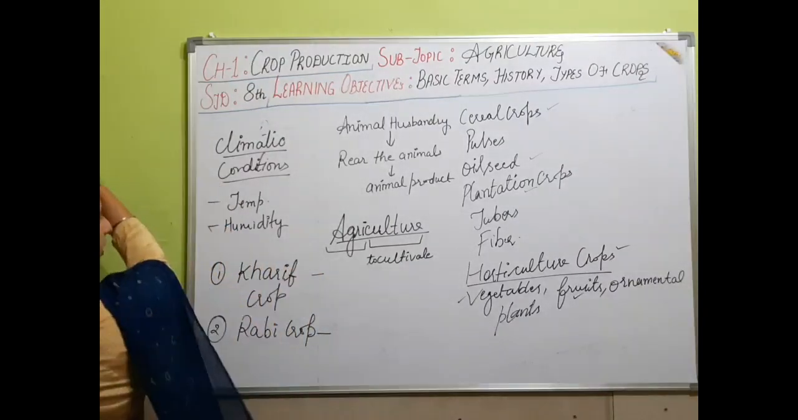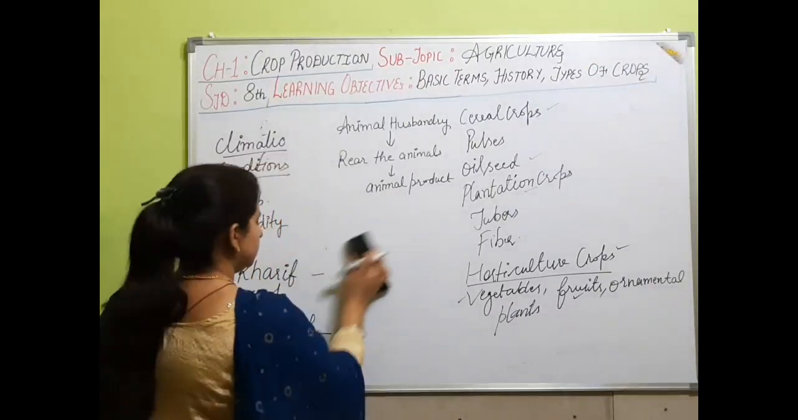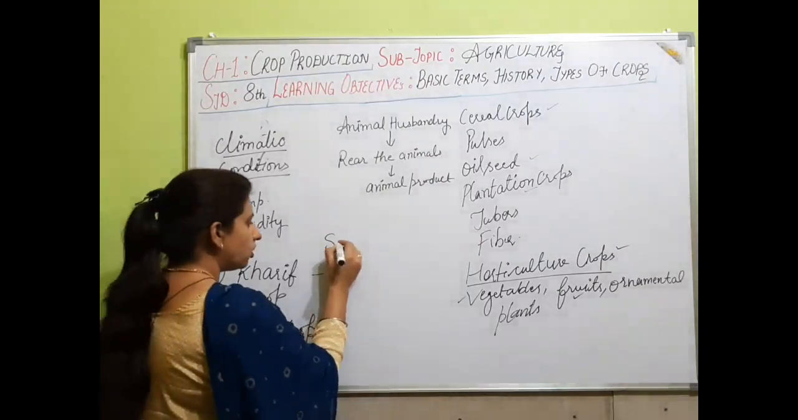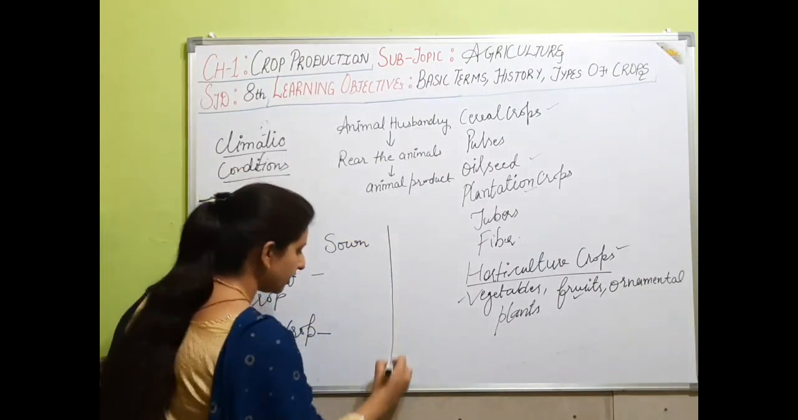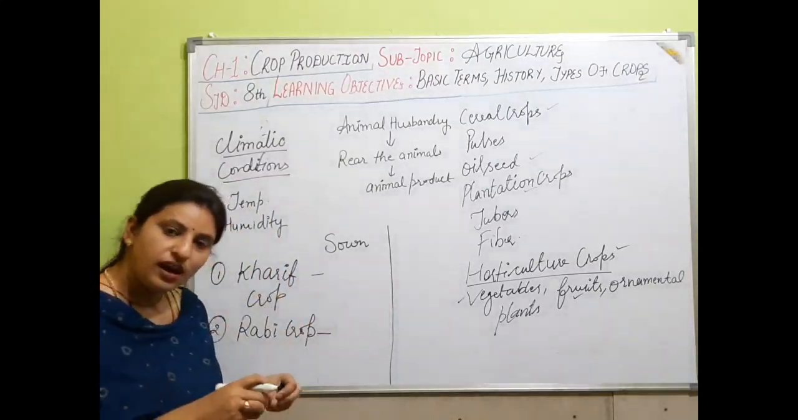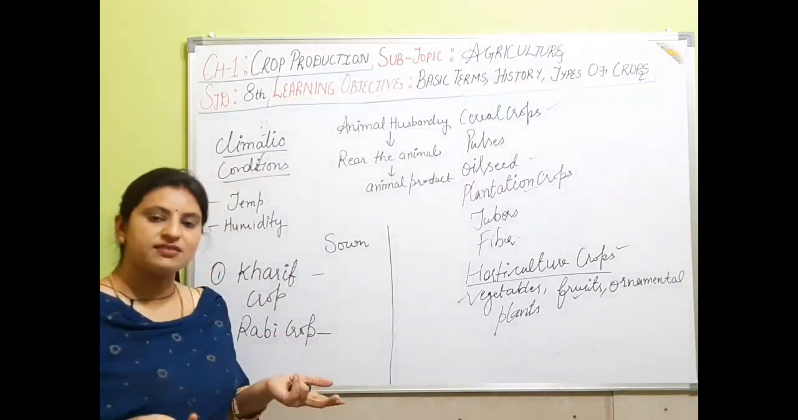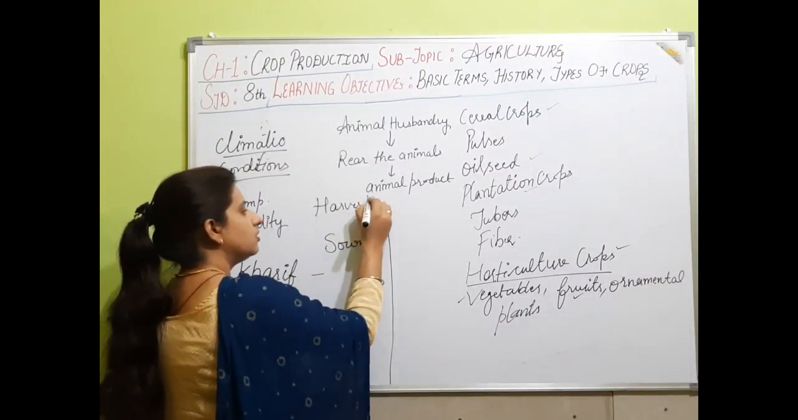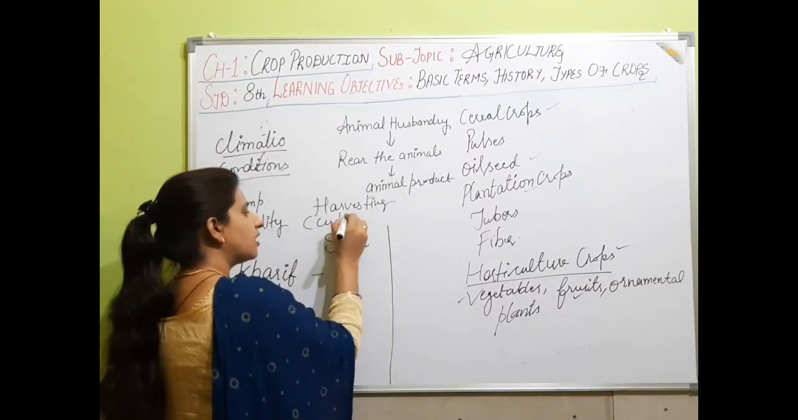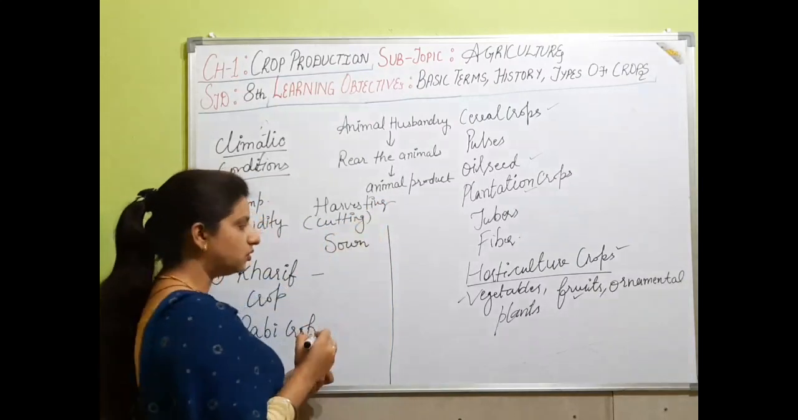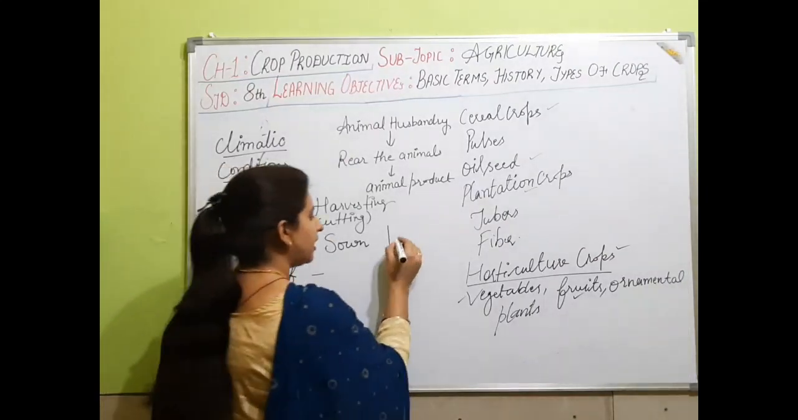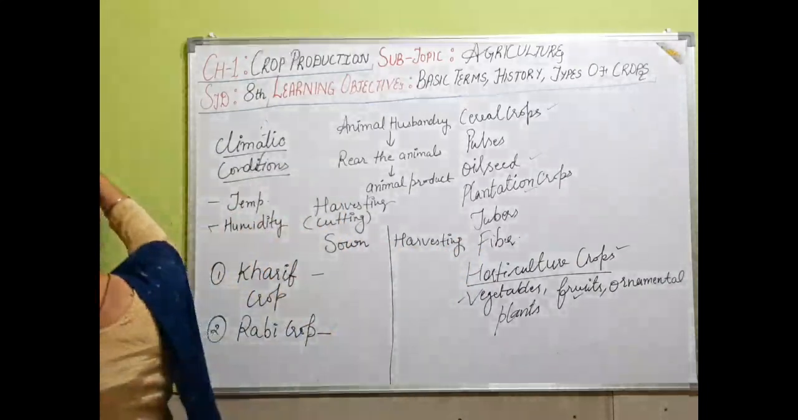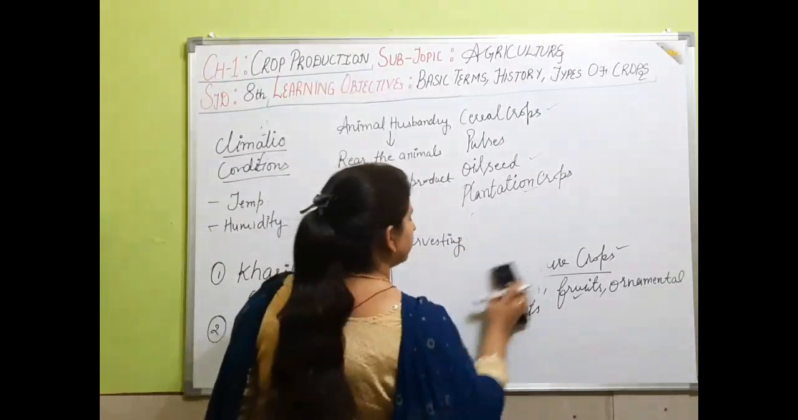If I go for the Kharif crop, then the Kharif crop is sown. We will go for two things: when the seed is sown and when the crop is harvested. Okay, harvesting means cutting of the crop. What is harvesting? Harvesting means cutting of the crop. So sown time and harvesting time, and also some examples related to that.